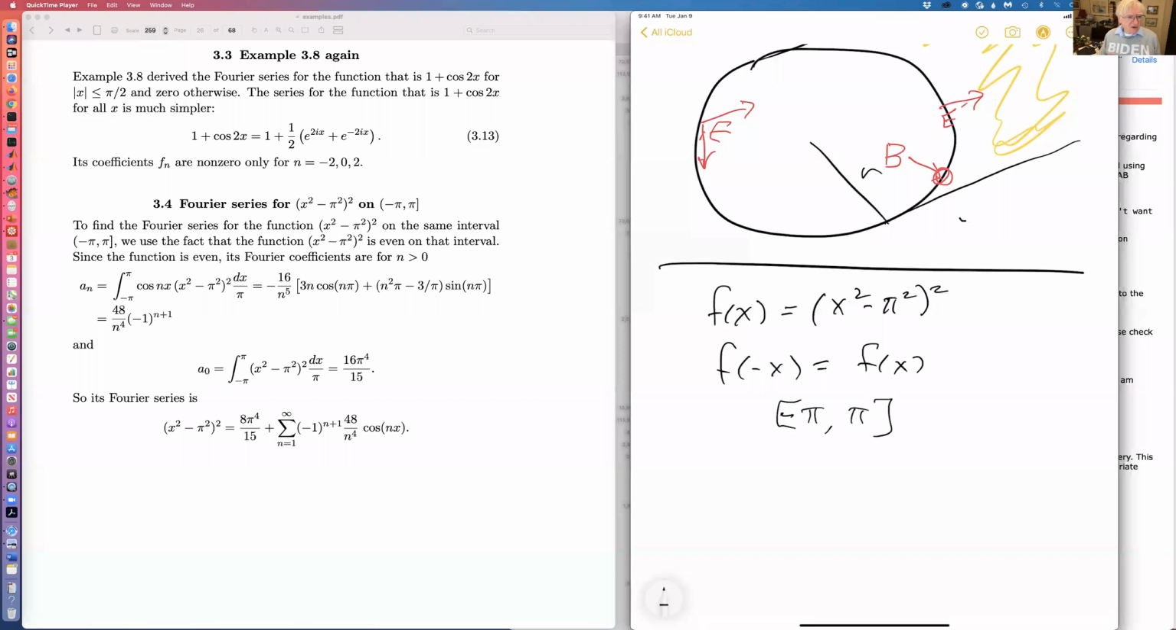And consequently, and of course, the function is real, so we can use real Fourier series. And we know then that the sine components are going to vanish, and we only need to do the cosine ones.